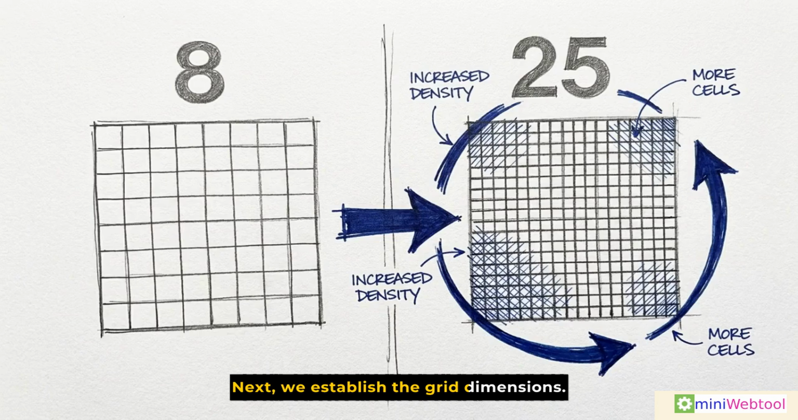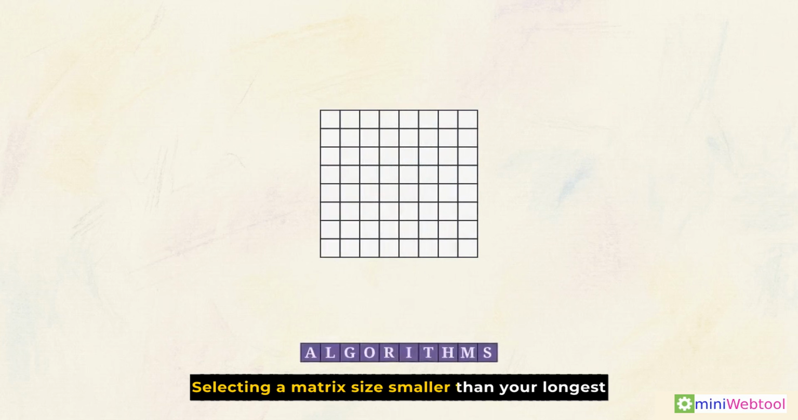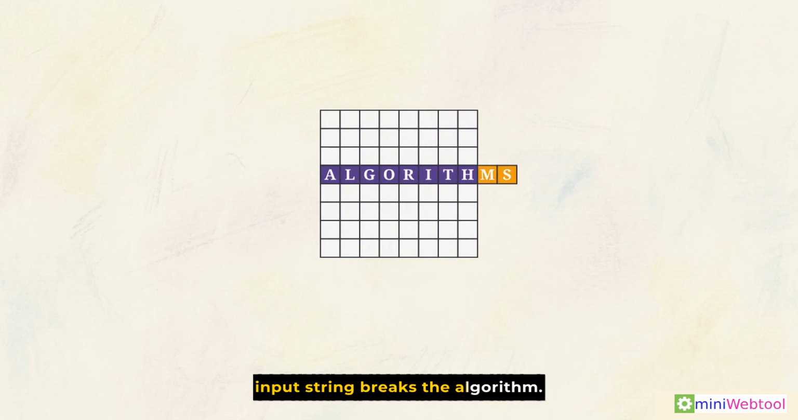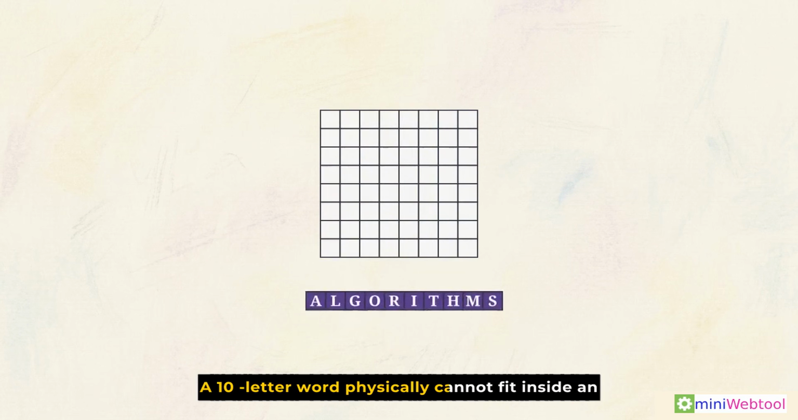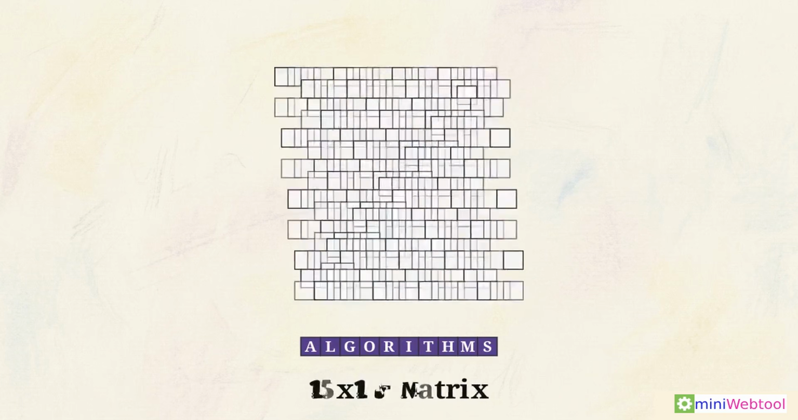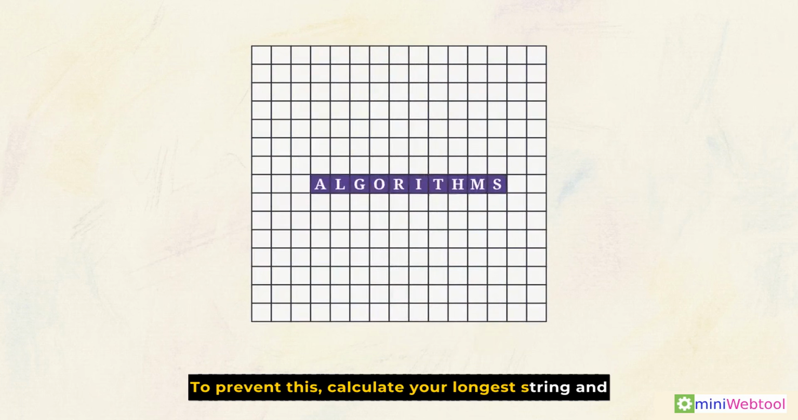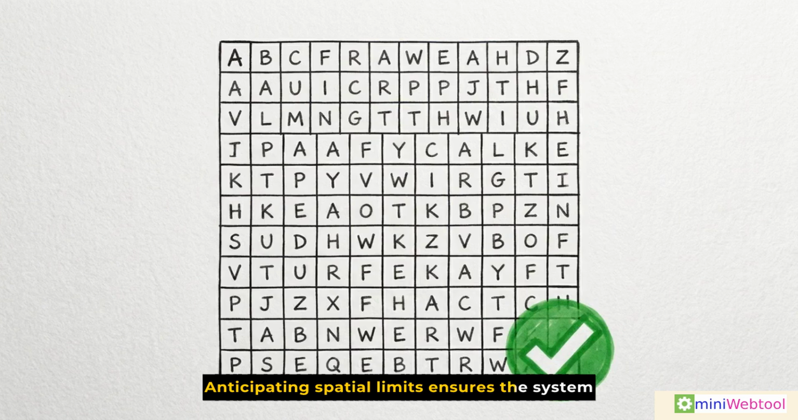Next, we establish the grid dimensions. The architecture here is highly flexible, supporting anything from a compact 8x8 square up to a dense 25x25 matrix. Selecting a matrix size smaller than your longest input string breaks the algorithm. A 10-letter word physically cannot fit inside an 8x8 framework. To prevent this, calculate your longest string and expand the grid threshold to a comfortable 15x15 matrix. Anticipating spatial limits ensures the system successfully processes your entire vocabulary list without rejecting any terms.